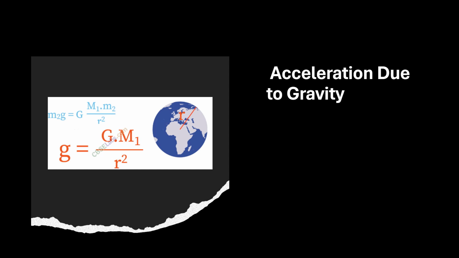Mass and mean density of Earth. Mass and mean density of Earth is given in the following manner. Mass of Earth M equals g R square by G. Density equals mass by volume, which equals g R square by G divided by 4 by 3 pi R cube, which equals 3g by 4 pi R G.